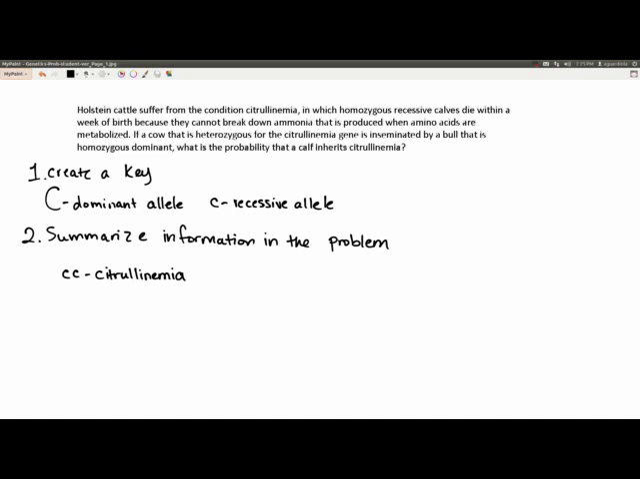Later on in the problem, it gives us information about genotypes for a cow as well as a bull. It tells us that the cow is heterozygous for citrullinemia, so we can write the cow's genotype as heterozygous: a dominant allele and a recessive allele. And then we have information about the bull, and it is homozygous dominant, so two dominant alleles.